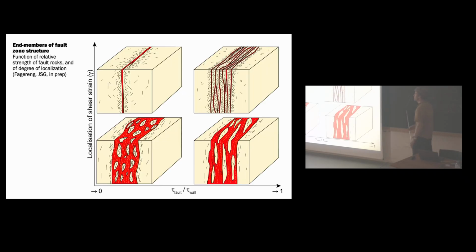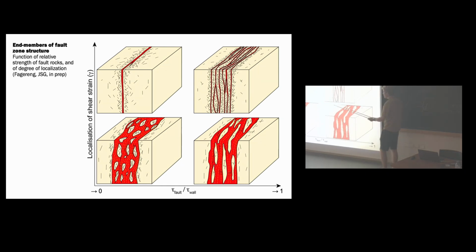So to try and summarize that, we got the two examples from Faulkner et al. of a fault core and a damage zone. You can imagine that happens if you think about the fault strength versus the wall rock strength. If the fault strength is really low relative to the wall rock, there is no reason for the fault to move out of its nice single plane. It's just going to stay there.